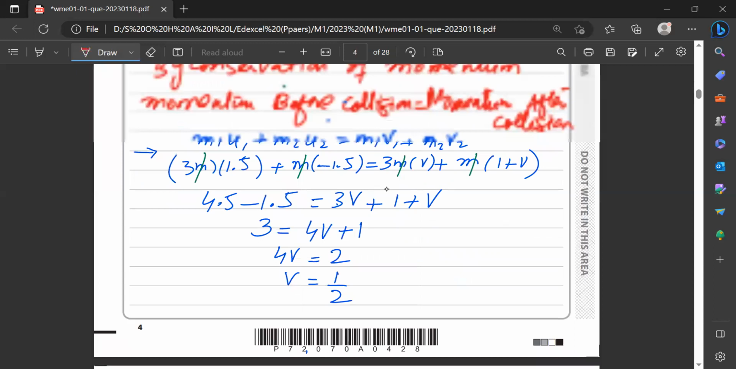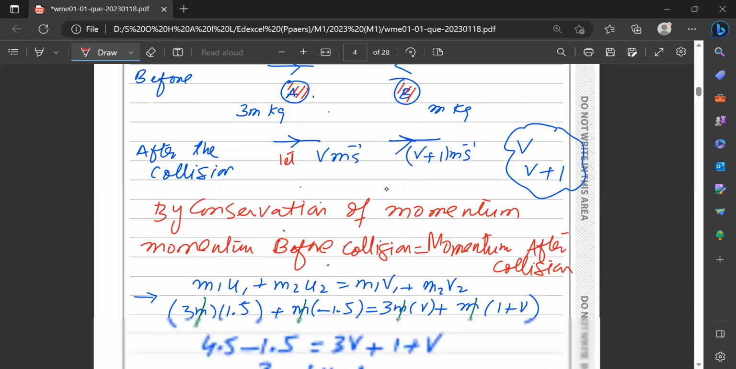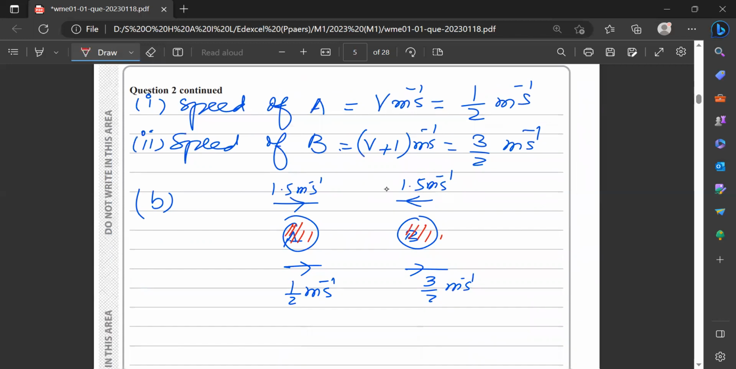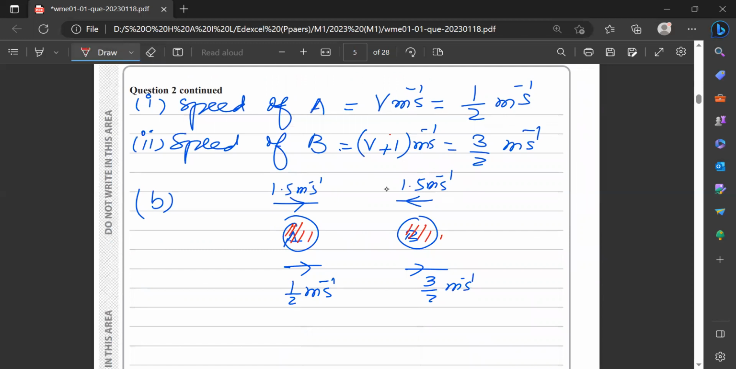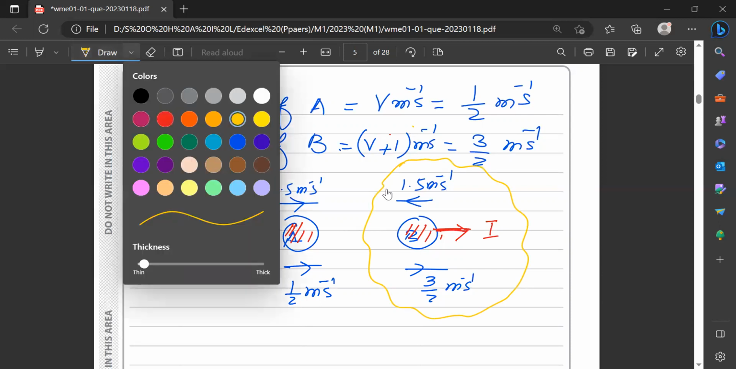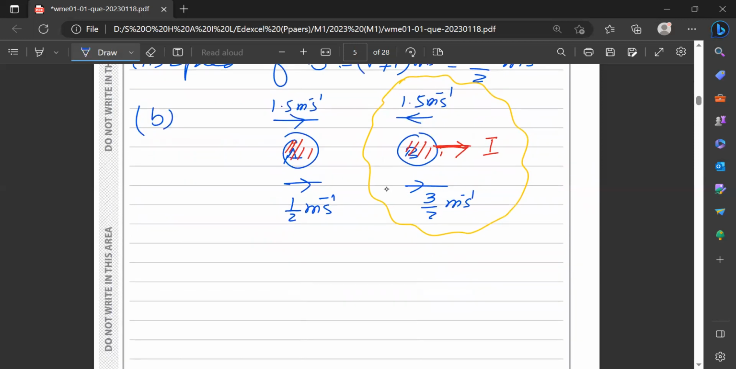The question is find the magnitude of the impulse exerted on B. Relative to any particle you can find it, but on B, so I'm just showing the forces acting here. So this is the impulse on B. Just focus on the figure which I'm highlighting for the impulse. So impulse is the change of momentum.